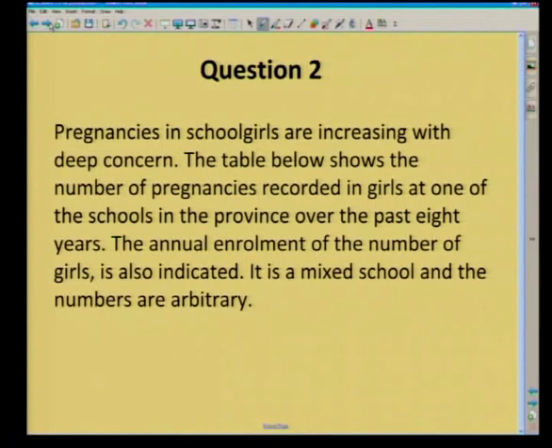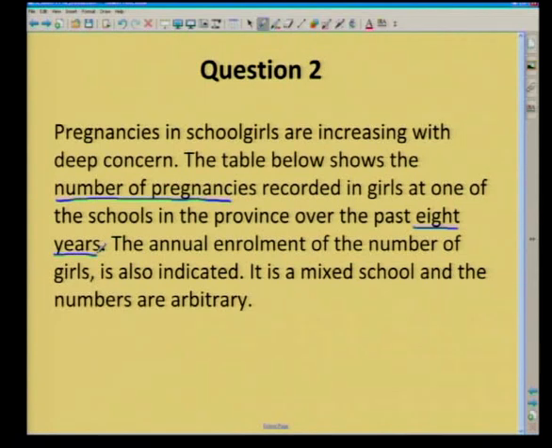So here we go. Question 2. Pregnancies in schoolgirls are an increasing deep concern. The table below shows the number of pregnancies recorded in girls at one of the schools in the province over the past 8 years. The annual enrollment number of the girls is also indicated. It is mixed.